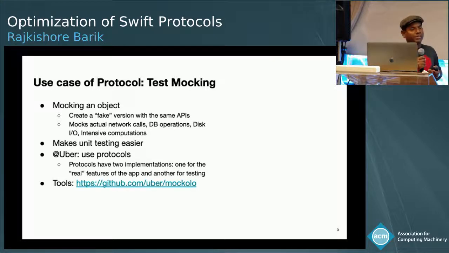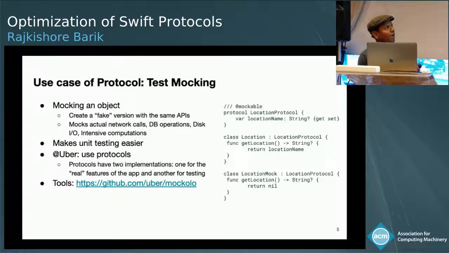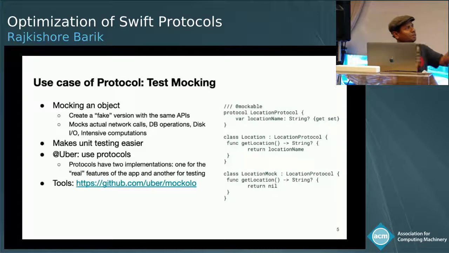And this makes your unit testing very easy. There is a tool that Uber has released called Mokolo, and that actually automatically generates these implementations for you. So here is an example. You have a protocol called location protocol, and that's mockable. You define it through comments as mockable, and you provide the original implementation as location.